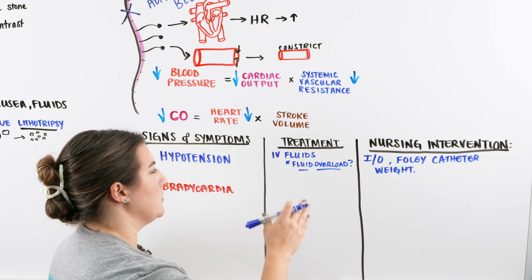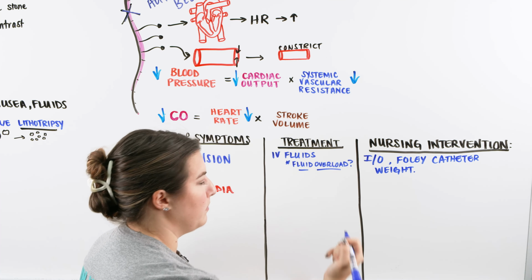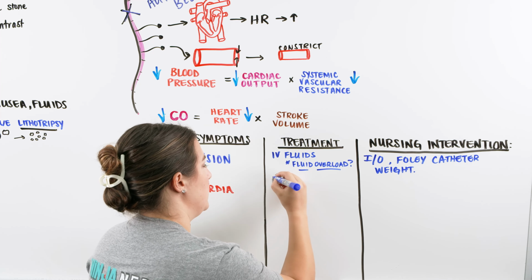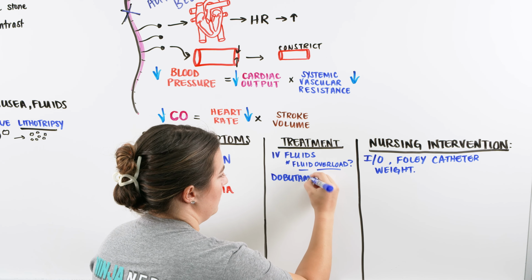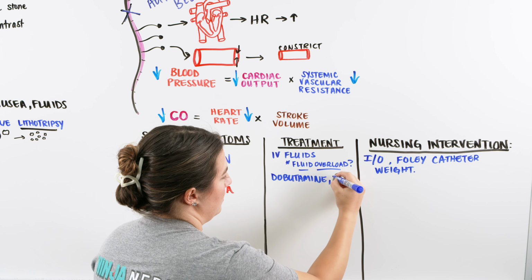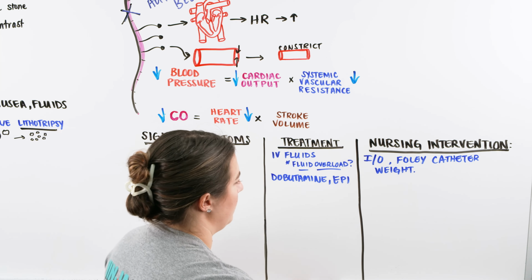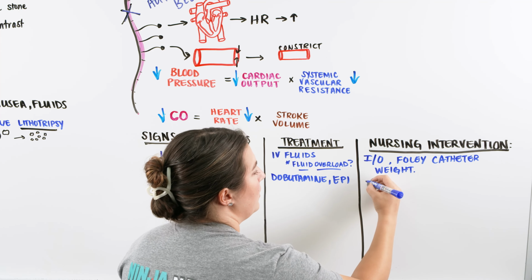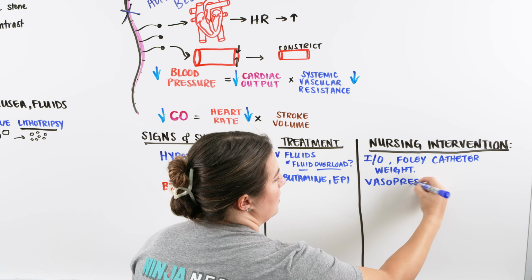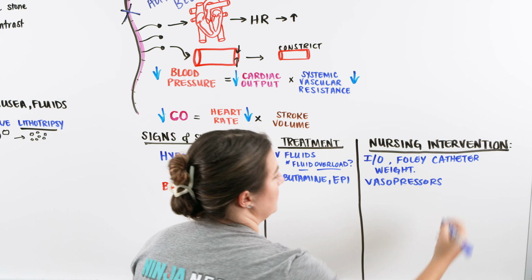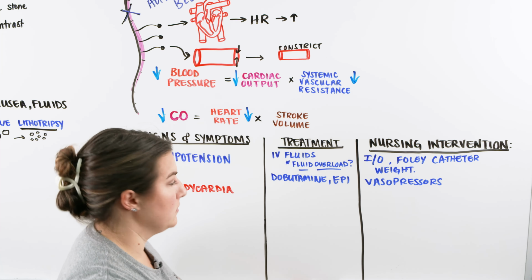The hypotension is still an issue. We're giving them fluids, they probably aren't going to respond. What are some medications we can give? Dobutamine, any type of norepi, right? We're going to make sure that we are giving them some vasopressors, being able to constrict, because they're having trouble constricting their vessels.